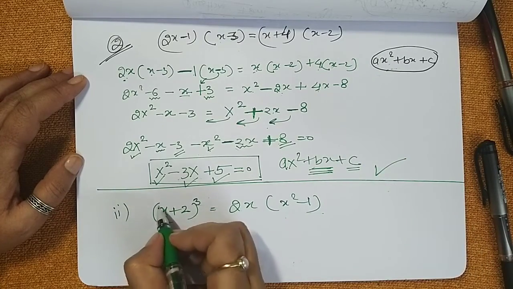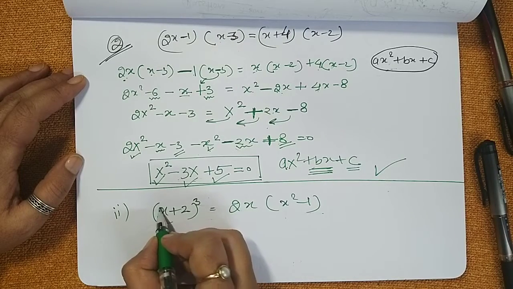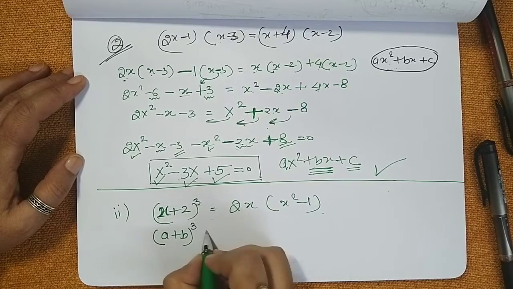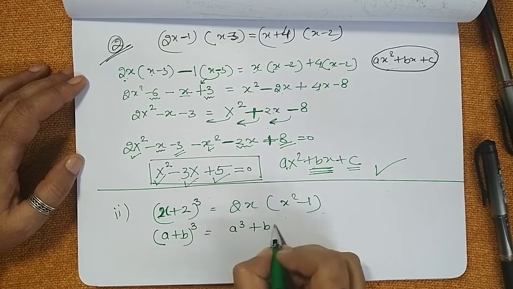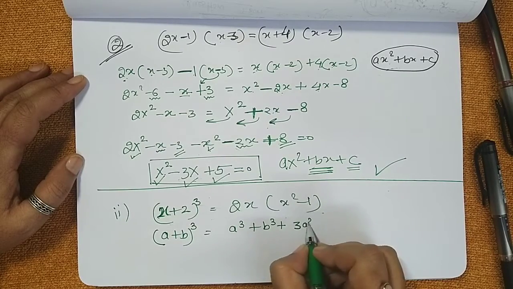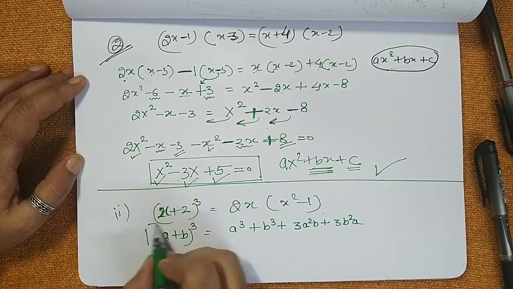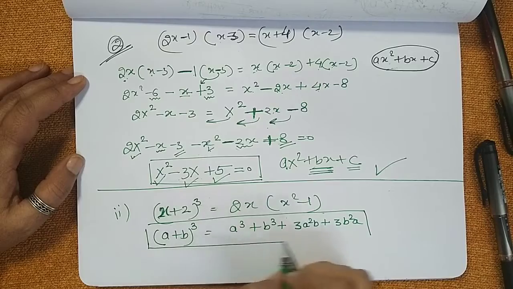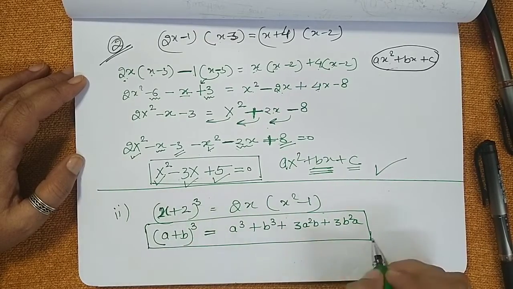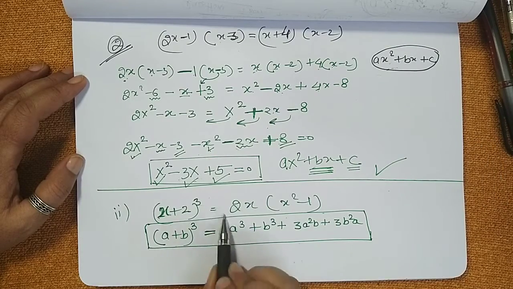So guys, for this you should know the formula. Please take out your formula notebook and write down this formula. (a plus b) cube is written as a cube plus b cube plus 3a square b plus 3b square a. Okay, so whenever I give you a formula, please write it in a separate notebook, so you have access whenever you need it. Perfect. Now I will use this formula to solve it.